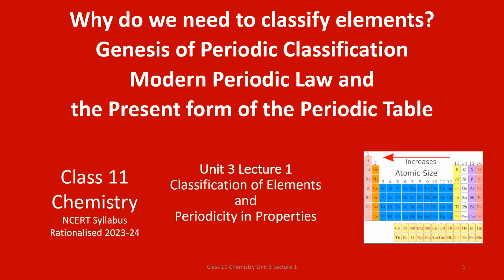So, we will have detailed discussions about why we need to classify elements, genesis of periodic classification, modern periodic law, and the present form of periodic table. As you know, this is a part of chemistry for class 11 as per the NCERT syllabus rationalized for the year 2023-24. All the points discussed in this lecture are very important. Please listen to the lecture carefully and note down the points.